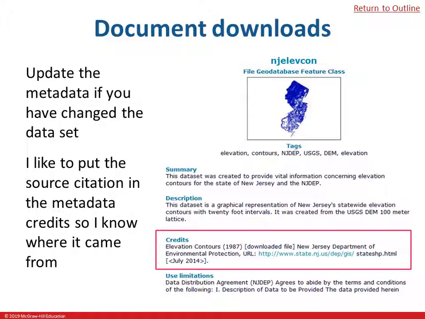Now, Mary Beth, the author, likes to put a source citation in the metadata credits so she knows where it came from. Basically what this means is if she takes a data set and modifies it in some fashion, she'll create new metadata for that, and then in the credits section, she'll put a citation about where the original data that she modified came from.